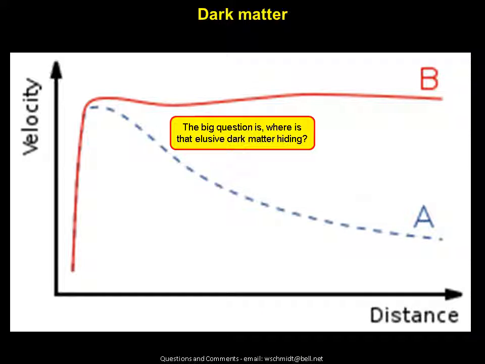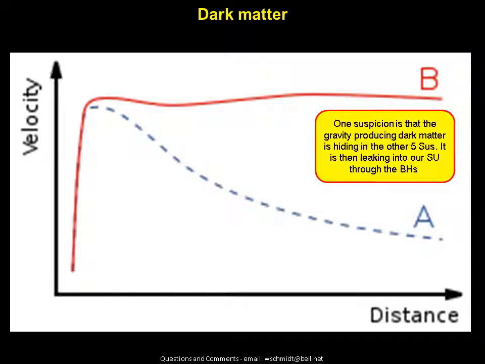The big question is, where is that elusive dark matter hiding? One suspicion is that the gravity-producing dark matter is hiding in the other 5 sub-universes. It is then leaking into our sub-universe through the black holes.